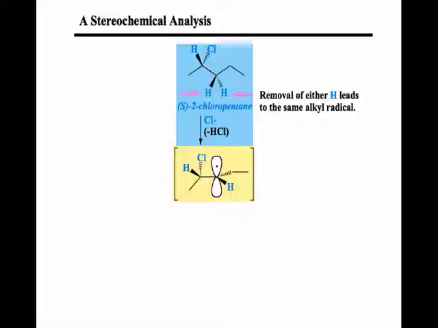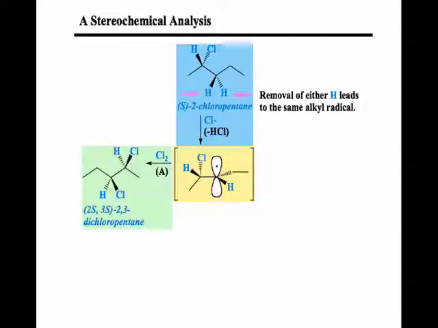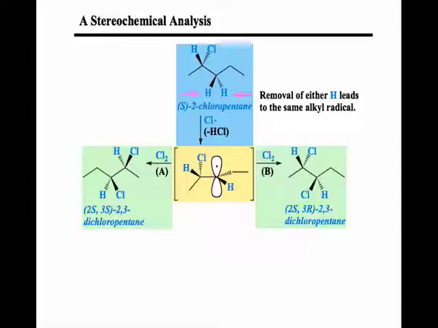But is approach from the top or the bottom now the same? It is not. Because as you see it right now, the top has this hydrogen on the same side, and the bottom has the chlorine on the same side. There's no mirror symmetry. So approach from the top is different than approach from the bottom. And so you end up with a pair of diastereomers, right, because this center wasn't changed.